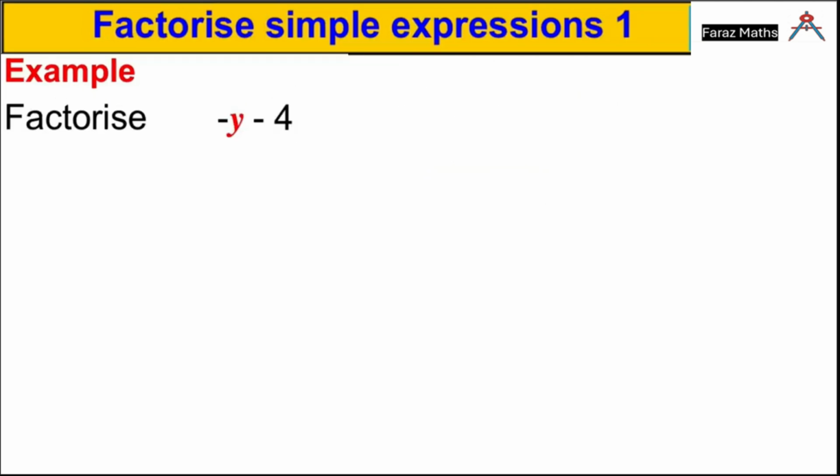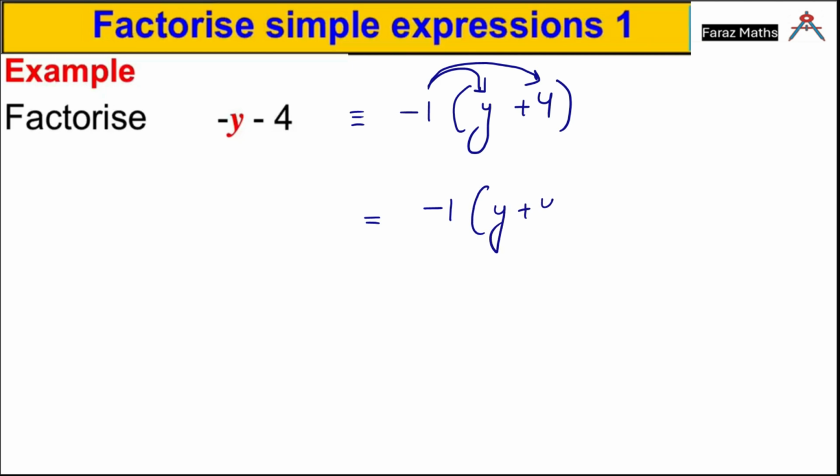Here we have negative y and negative 4. So negative 1 is common actually. Negative 1 times y is negative y, and negative 1 times plus 4 is minus 4. You can double check your answer. Negative 1 times y is negative y. Negative 1 times plus 4 is negative 4. So we can just write negative 1 bracket y plus 4, or negative bracket y plus 4, in this way.